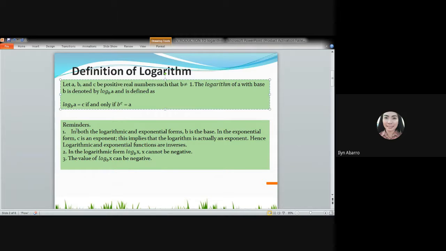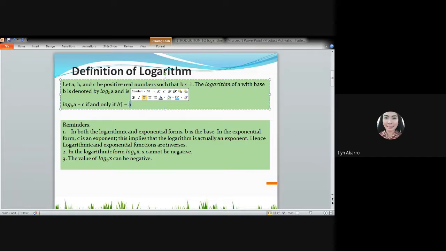Okay, so here are the different reminders. Number one, in both the logarithmic and exponential forms, B is the base. In this notation, log of A with base B, the B here is the base. For example, this is the exponential form. We know that in B raised to C, B is the base and C is the exponent, and it equals A, wherein A is the value of the logarithm.